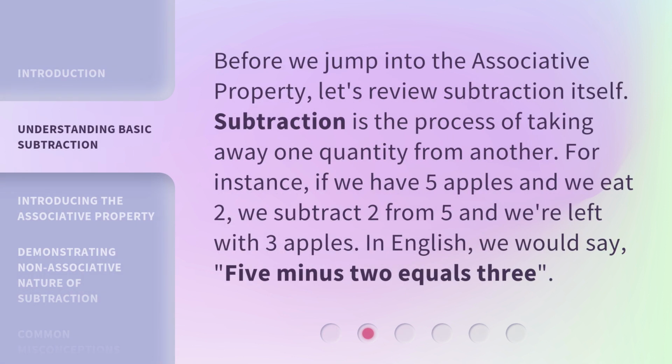Before we jump into the associative property, let's review subtraction itself. Subtraction is the process of taking away one quantity from another. For instance, if we have 5 apples and we eat 2, we subtract 2 from 5 and we're left with 3 apples. In English, we would say 5 minus 2 equals 3.